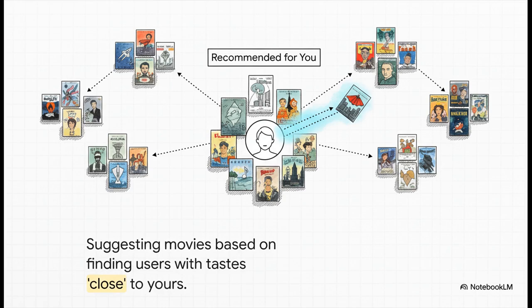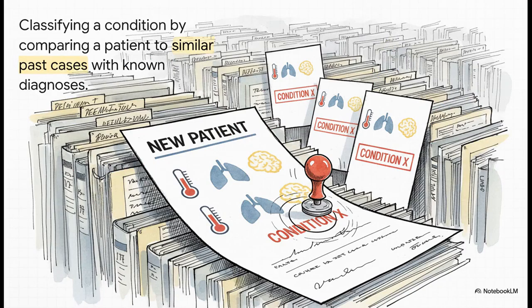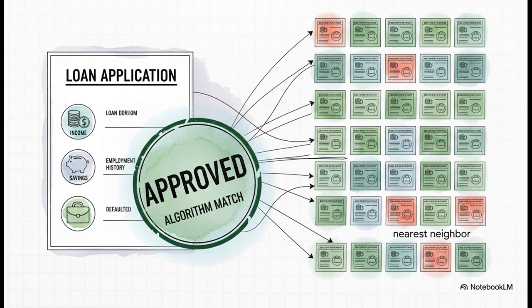Pretty cool, huh? Or get this, in medicine, KNN can actually help classify a patient's condition by finding past patient records with the most similar symptoms and vitals, their nearest neighbors. It can help doctors make a more informed diagnosis. And in finance, it's used all the time for credit scoring. A bank can look at a new loan application and assess the risk by comparing that person's financial profile to a huge database of past borrowers, seeing how things turned out for their neighbors.